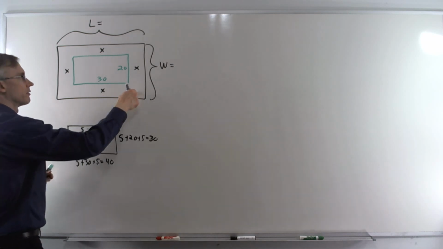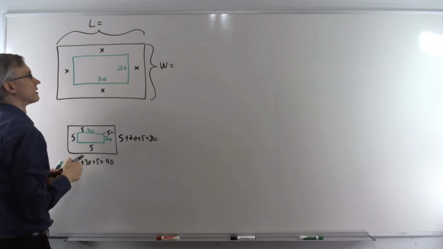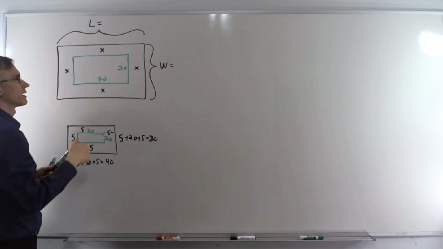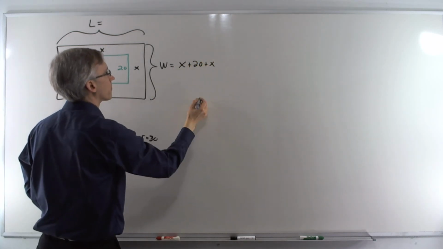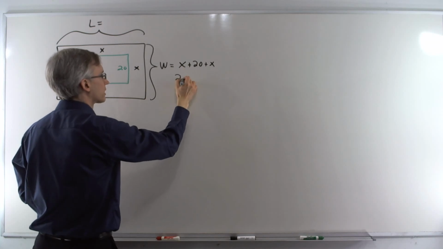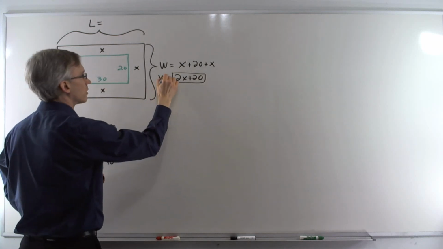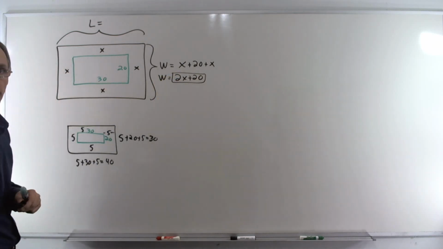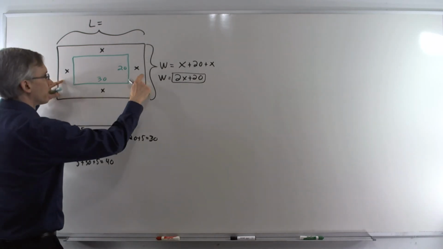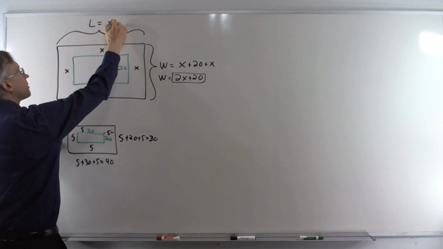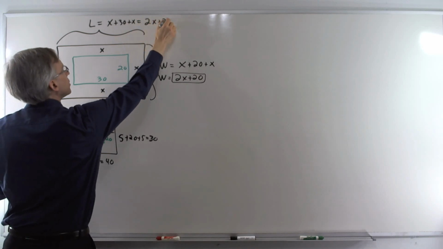So the width, we're going this way. So we have x here, and then we have 20, and then we have x. So just like we did here, we're going to add all those together. Combining the two x's together, we get 2x plus 20. So that's the width. Now let's do the same thing for the length. We've got x, we have 30, and we have x. So the total length is x plus 30 plus x, which equals 2x plus 30.